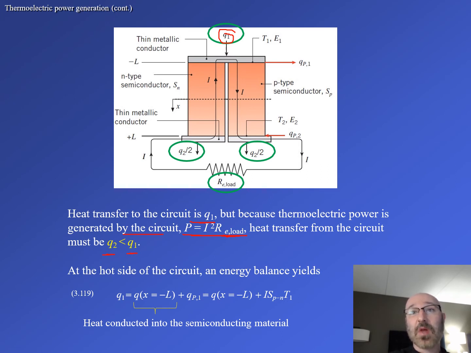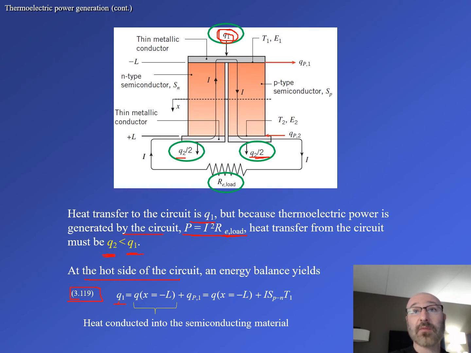We can see our Q2 right here, half on each side, Q2 over 2, and there's our Q1 up top. So in order for this, it must be that Q2 is less than our Q1. So now if we're talking about the hot side of our circuit up top, we can see an energy balance is going to yield our equation 3.119 in our textbook.